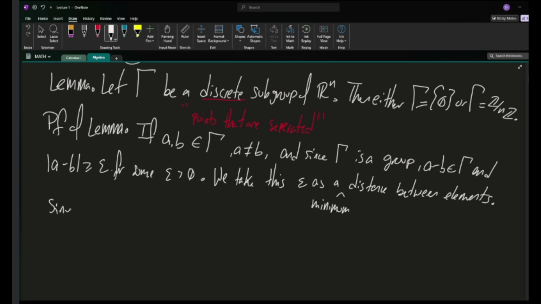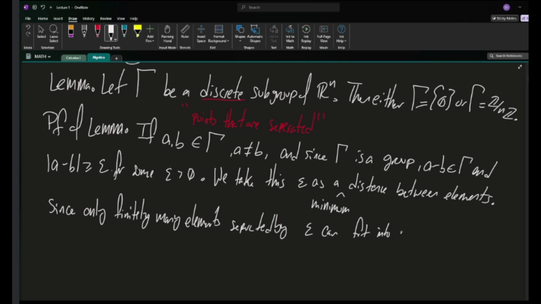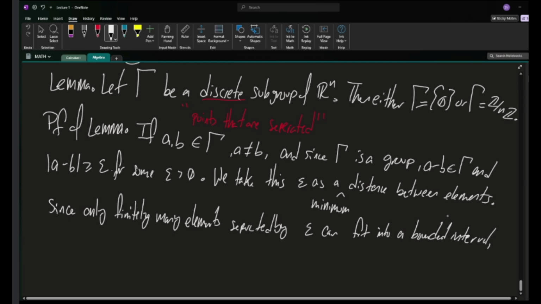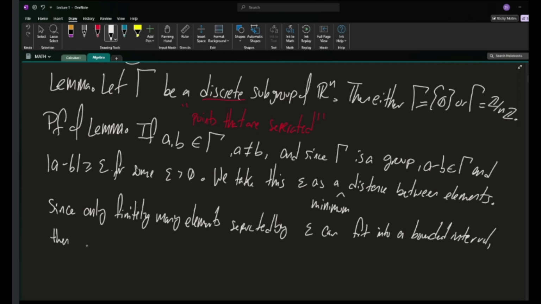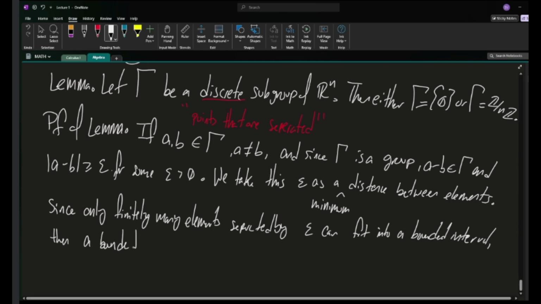So since only finitely many elements separated by epsilon can fit into a bounded interval, then a bounded interval is finite in gamma.